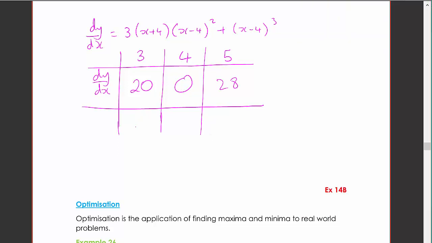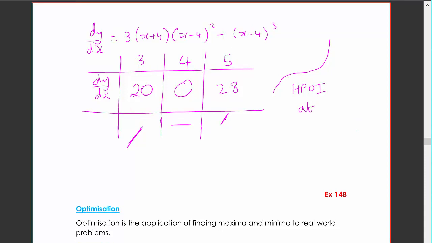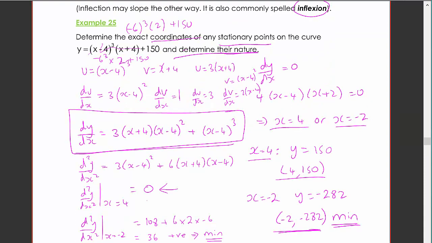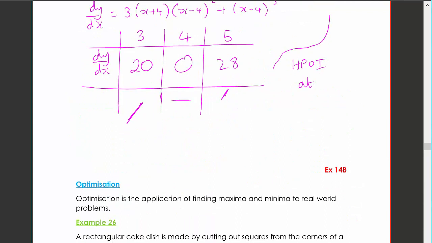So if we think about what happens to the curve, it's got a positive gradient, then a 0 gradient, then a positive gradient. So the curve is going like that. So that tells us that we have a point of inflection. So we have a horizontal point of inflection at 150.